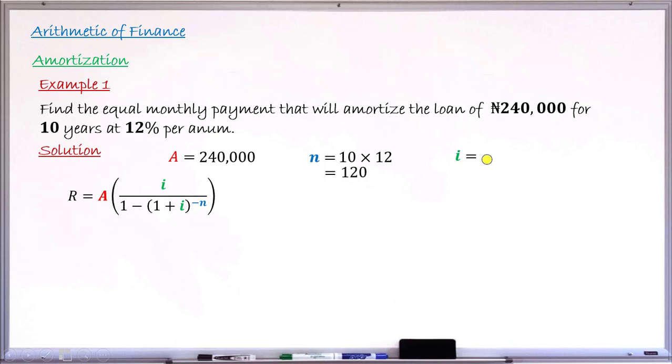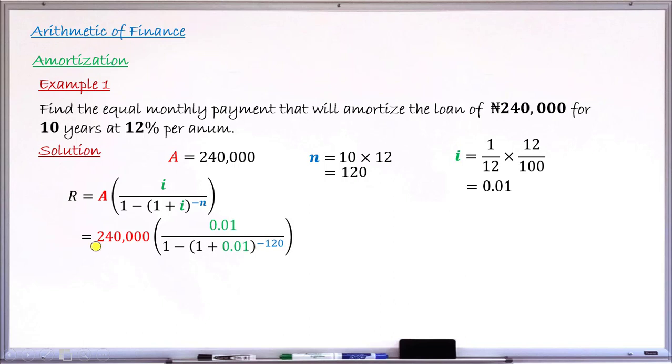So in that, my I is now going to be 1 over 12 because the interest will now be computed at the end of each and every month. So you have 1 over 12 multiplied by the interest rate, which is 12% per annum. This multiplication and division, if done correctly, gives you 0.01 in decimal. So we now substitute my A, my N, and I in this very formula to find R.